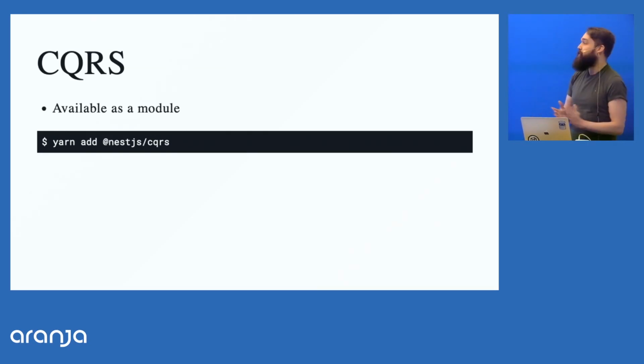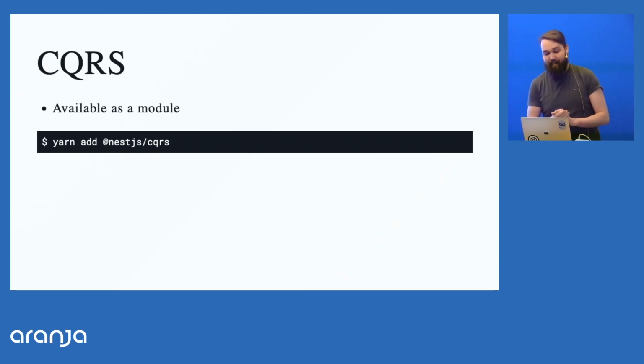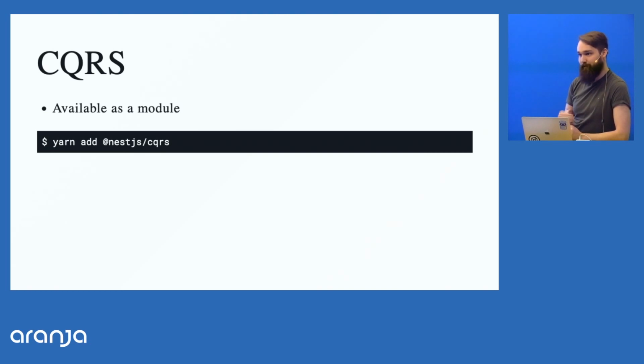You can add it to your project by saying yarn add nest CQRS, and CQRS, for those of you who do not know, stands for Command Query Responsibility Segregation. It means we want to have a separate command layer from a query layer, and Nest kind of helps us with this. But why would you want this? Well, that's a good question.